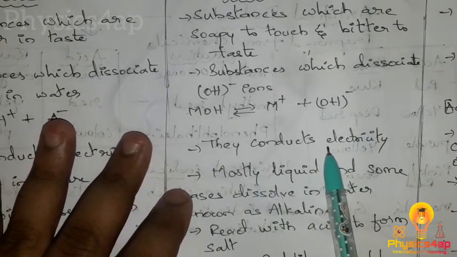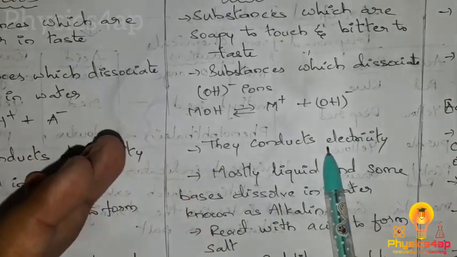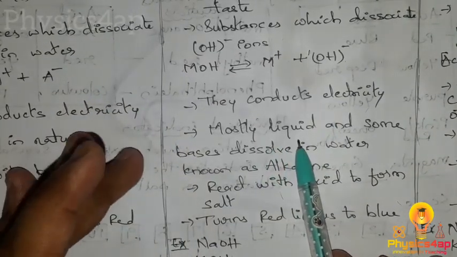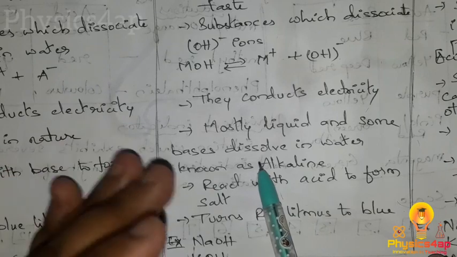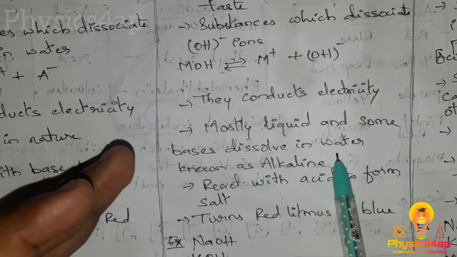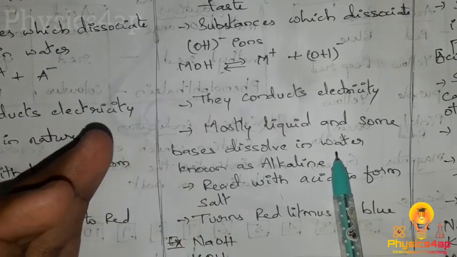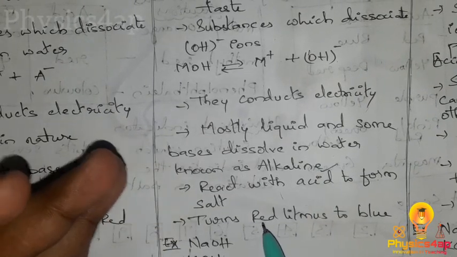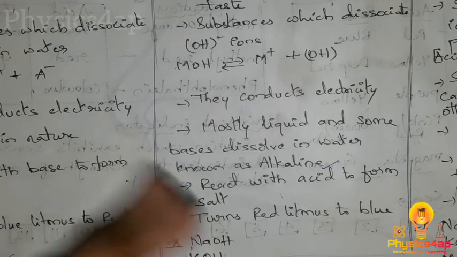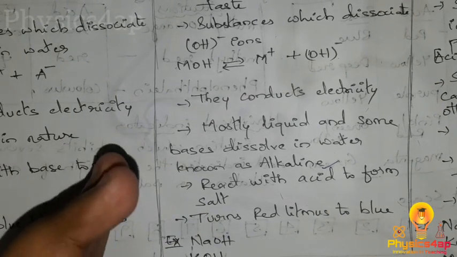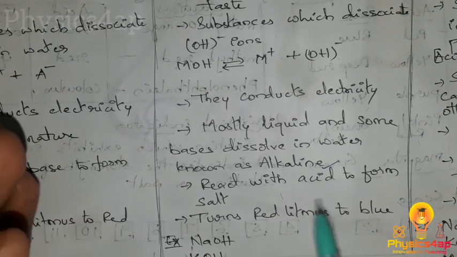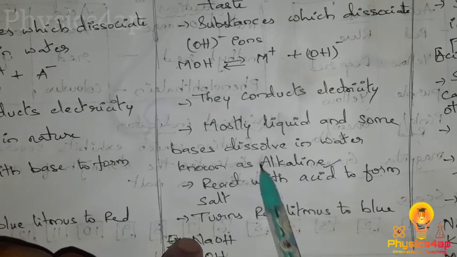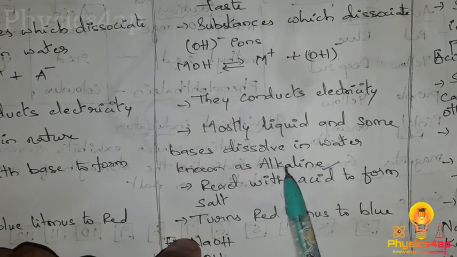And they also conduct electricity. Even bases conduct electricity, and they are mostly liquids, and most of the bases dissolve in water. The bases which dissolve in water are called alkalis. But some bases do not dissolve in water, so they are not called alkalis. The bases which dissolve in water are called alkalis.